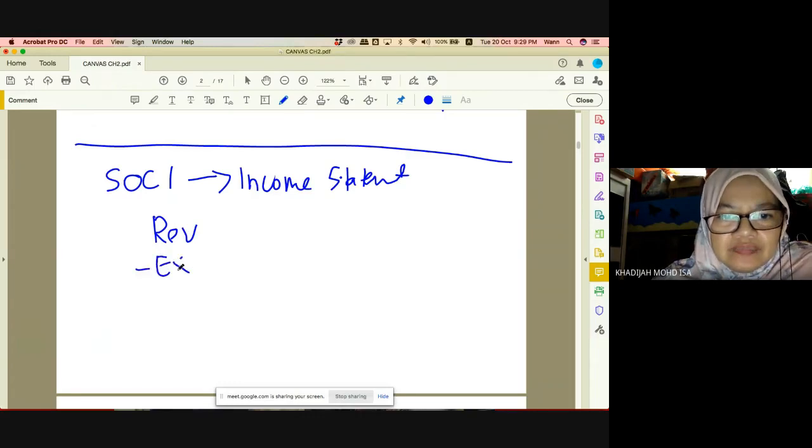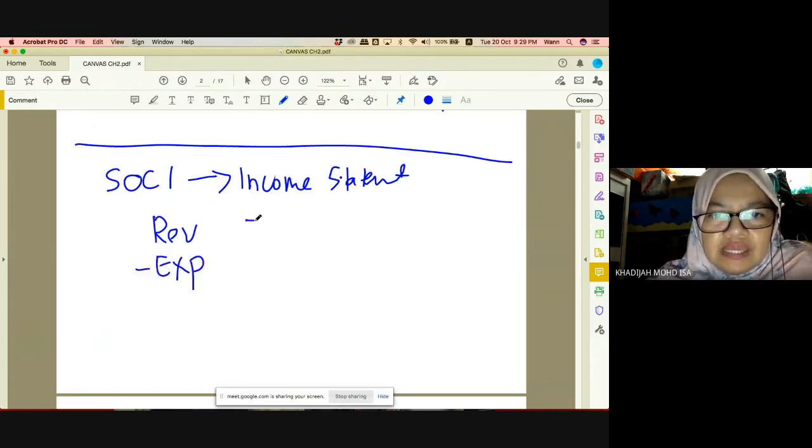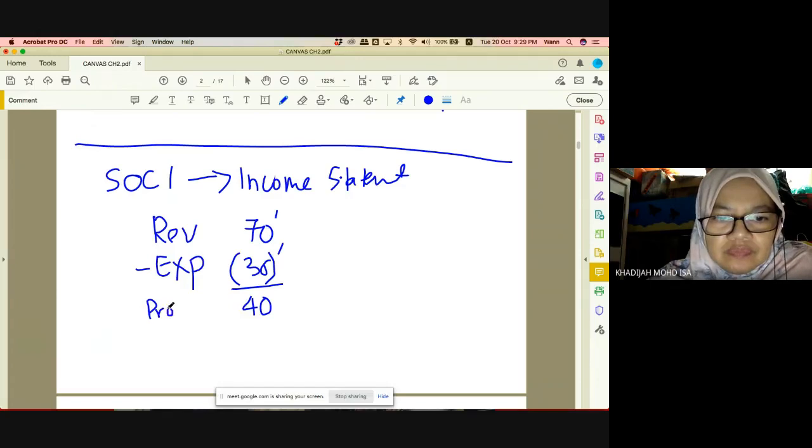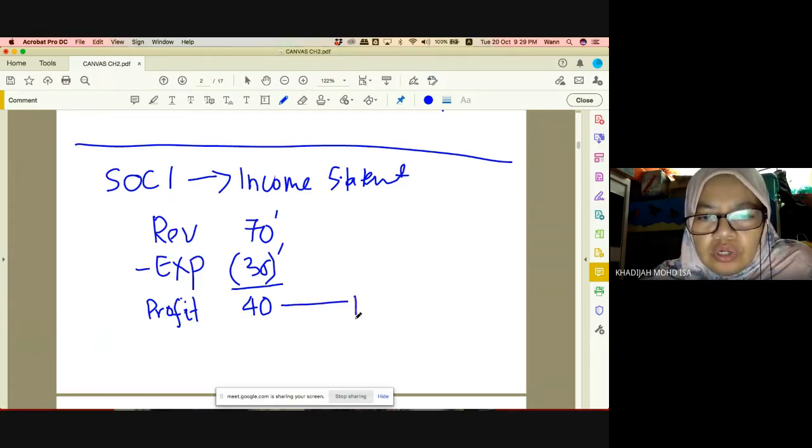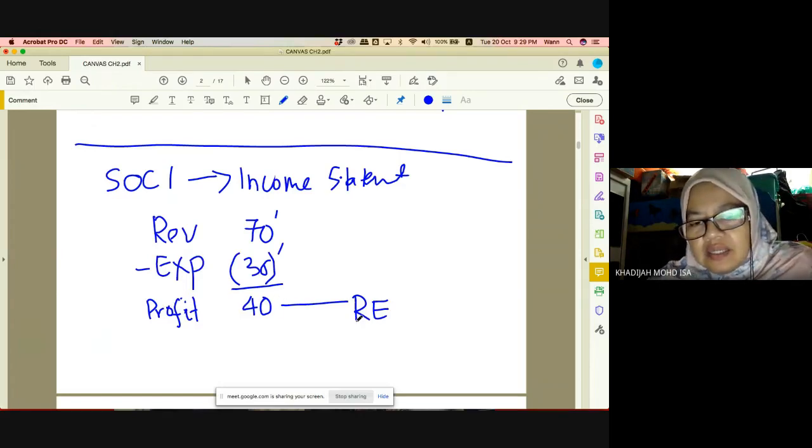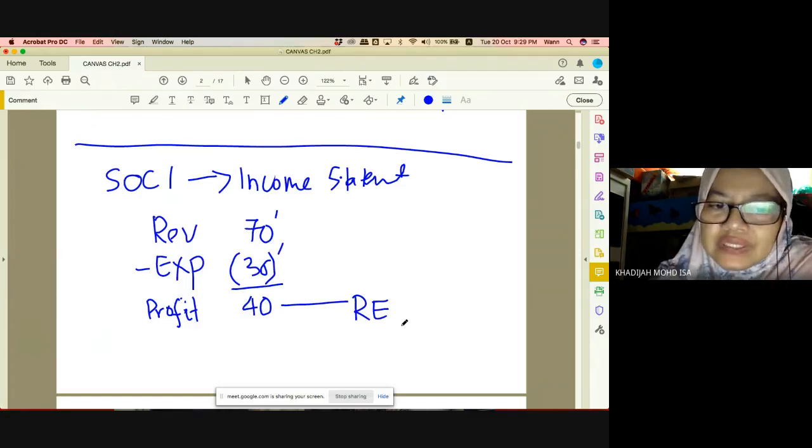Revenue minus expenses. Let's say your revenue is 70,000 and your expenses are 30,000. Having a profit or loss? Profit of 40,000. So your profit of 40,000 here will go to your retained earnings. Retained earnings is actually your revenue and expenses, but the 40,000 is your profit. It's what you earned, your earnings for the year.